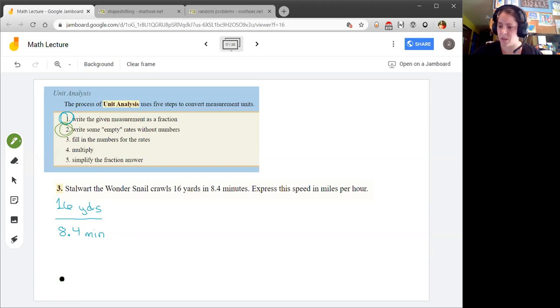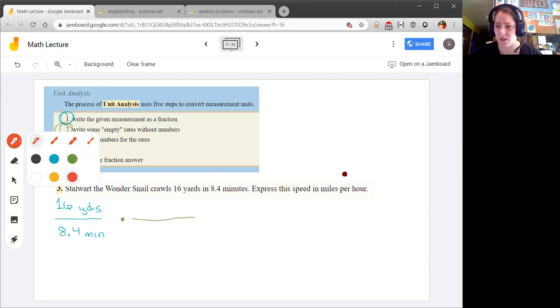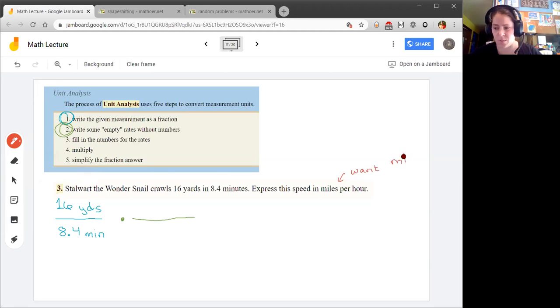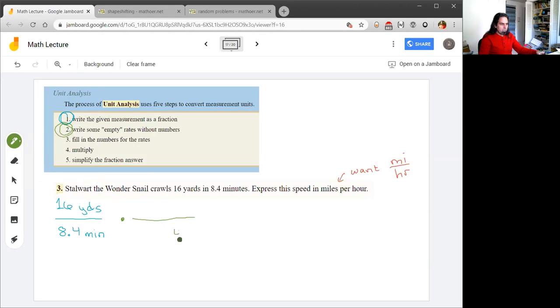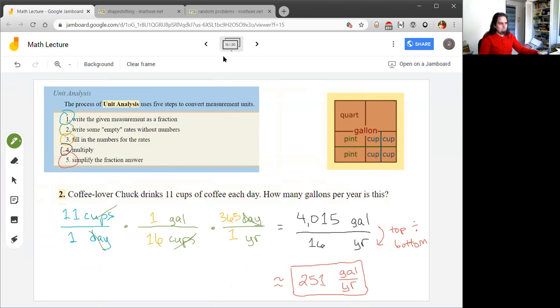Would you put the 16 yards on the bottom? I wouldn't put the 16 on the bottom, but I do have yards on top. Yeah, I will put the yards on the bottom. I want miles per hour, so I have to get out of yards. I don't do anything yet with the 16. That doesn't happen until step 4 when I multiply.